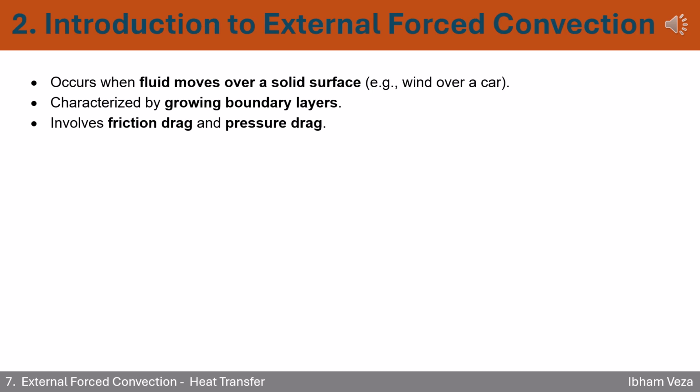2. Introduction to external forced convection. Let's break down what external forced convection really means. This happens whenever a fluid, like air or water, flows over a solid surface. A simple example is wind moving over a car. The motion of the fluid isn't natural, it's driven by some external force, like a fan, a pump, or, in this case, the car moving forward.